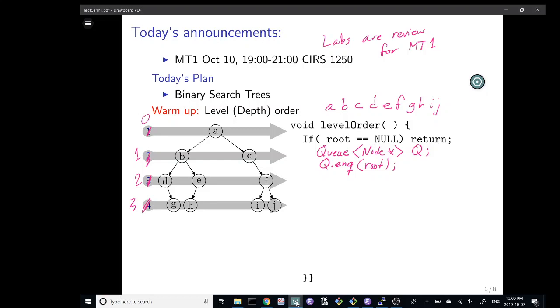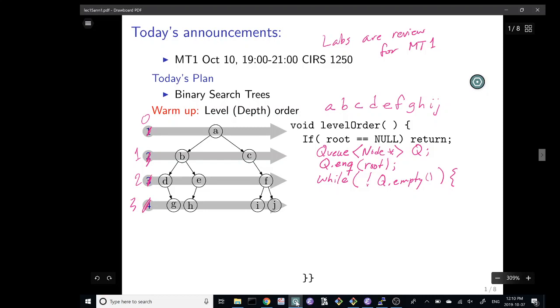What should I do? I want to visit something, and then I want to put its children into the queue, and then I want to repeat, right? That's the pattern. A while loop would be great. I could do while what? While the queue is not empty. And while it's not empty, I'll take something out of it.